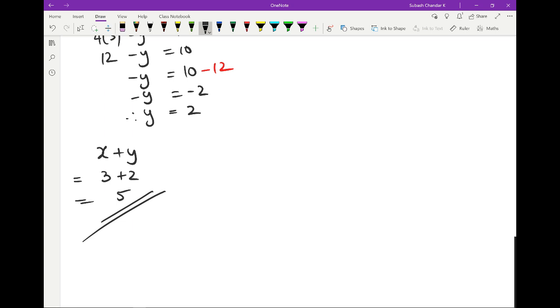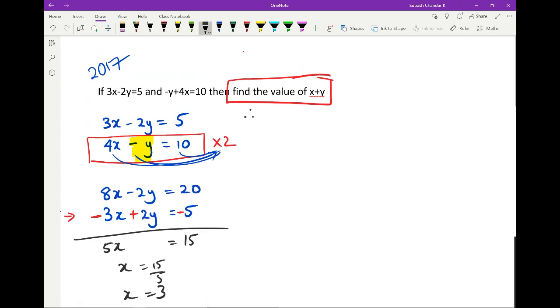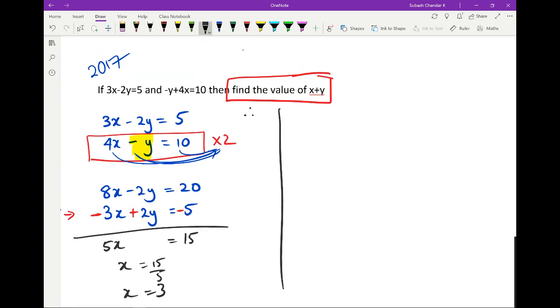All right, Legendary asked me to actually do this in the substitution method, so I'm going to do this in the substitution method now. Let's go back. Same question, but substitution. So I've got 3x minus 2y is equal to 5, and then I've got negative y plus 4x is equal to 10.